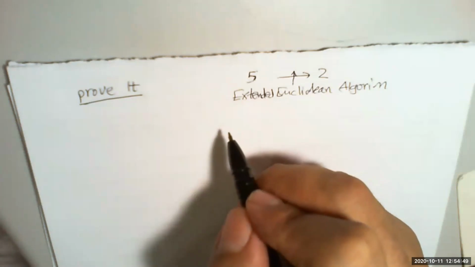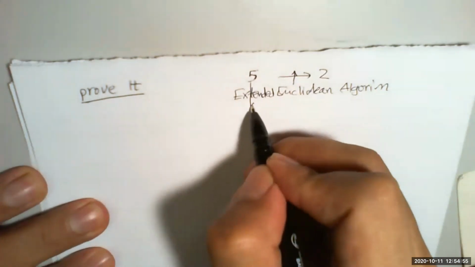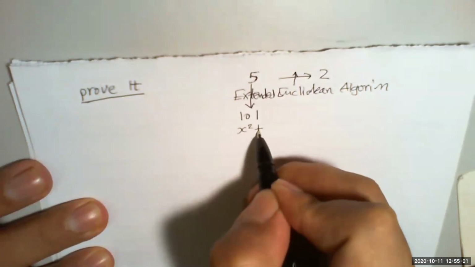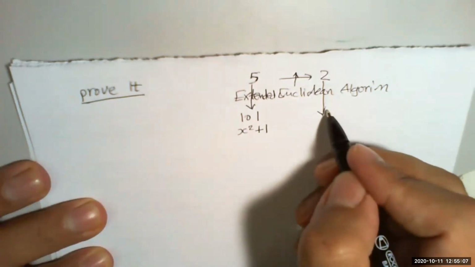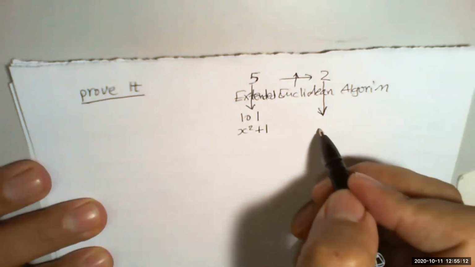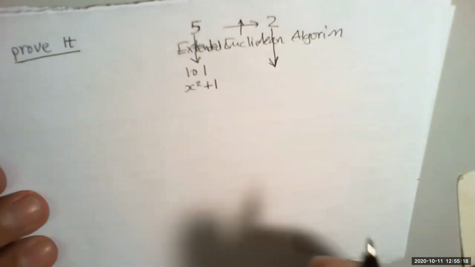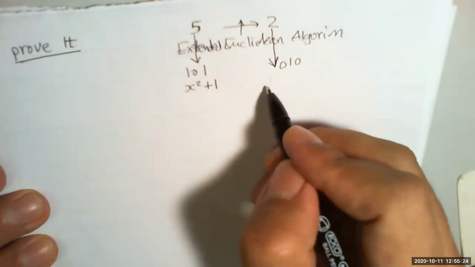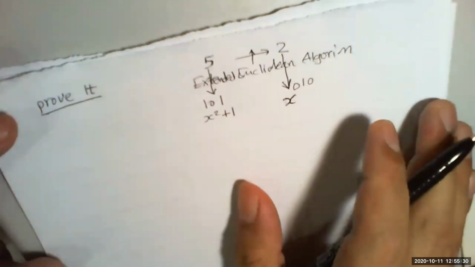Just follow me, one by one, step by step. How to write 5 as a polynomial? It is 1, 0, 1, which is x squared plus 1. How to write 2 as a polynomial? Who knows? Anybody know how to write 2 as a polynomial? 0, 1, 0. X only? 0, 1, 0 is how to write it as a polynomial. X is what? Yes, exactly, X only.